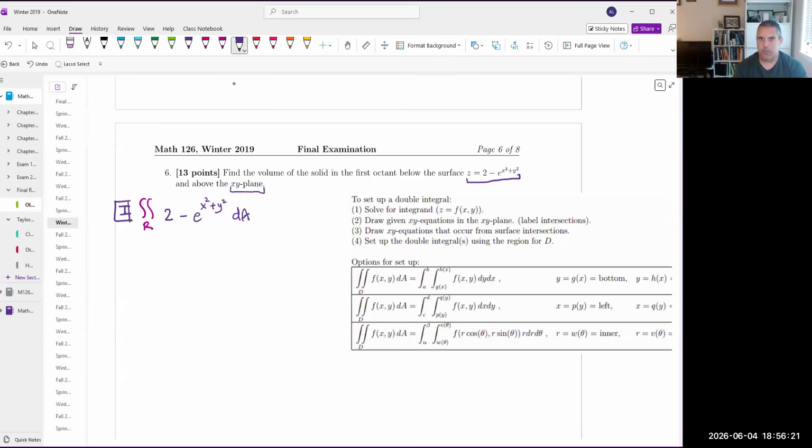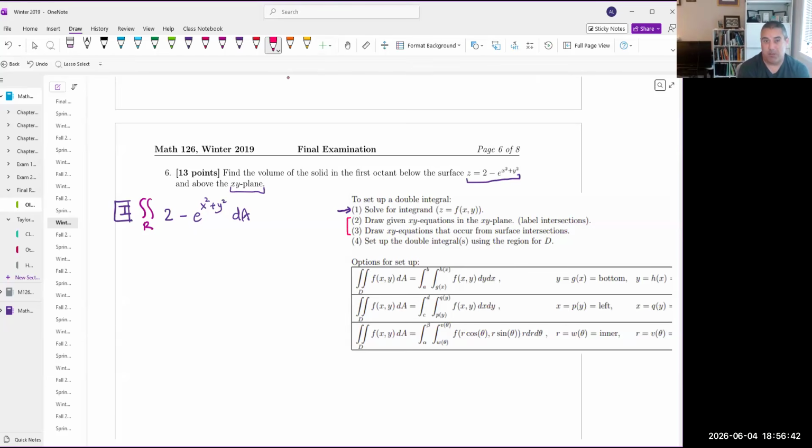Everyone good there? And that's what this was saying. We did this over a few days in class. So let's keep going. The next thing you do is you draw the given XY bounds. I think sometimes I called this 2A and 2B, but that's what we need to do.